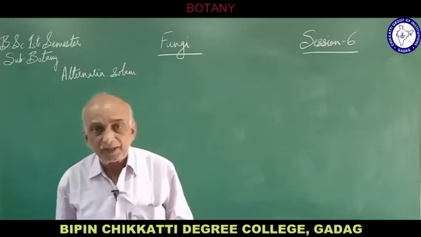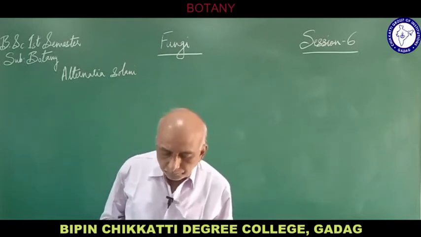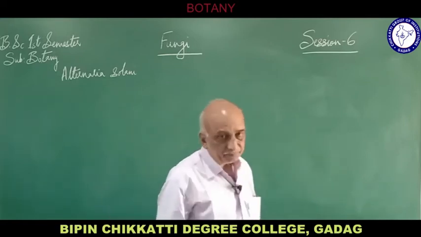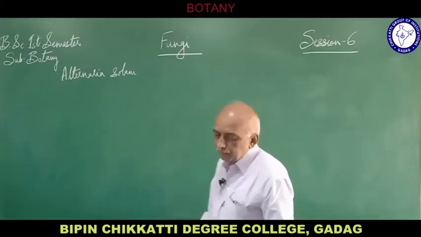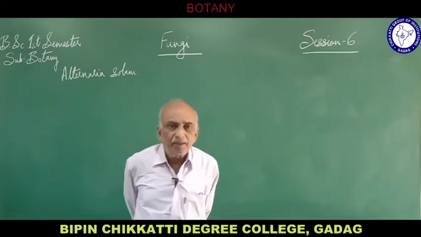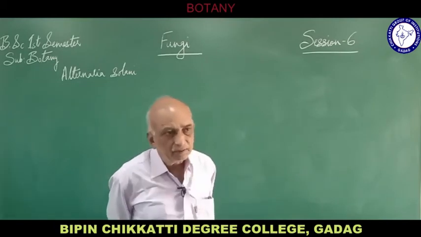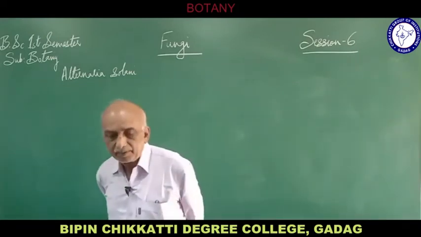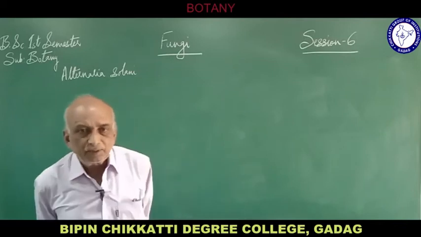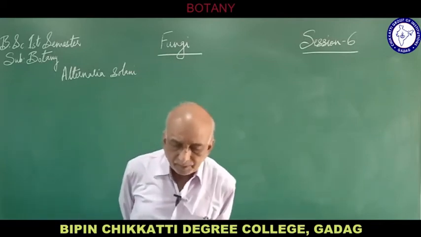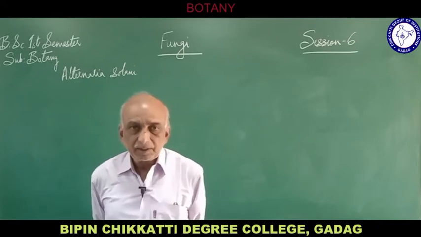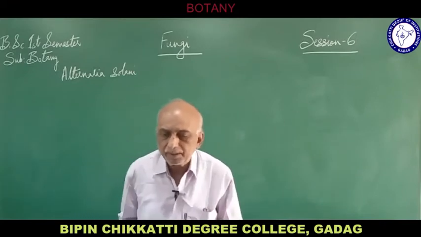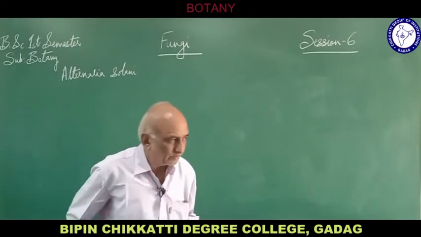It is a pathogenic fungus coming under class Deuteromycetes. It belongs to family Dematiaceae. Now Alternaria solani is a pathogenic fungus which causes a disease called early blight in potato. In potato it causes infection, and the symptoms of this disease are some yellowish brown spots seen on the leaf, and they are scattered on the leaf surface.